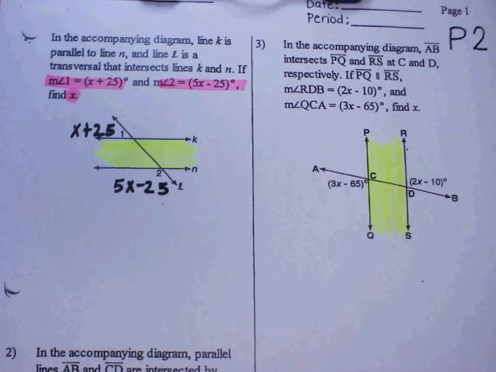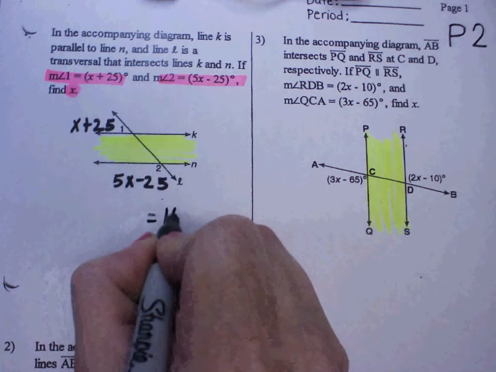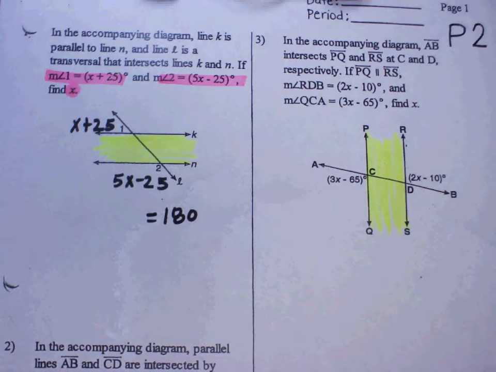All right, so what kind of relationship do these two have? They are same side what? Exterior, and same side exterior add up to 180. Very good. So they add up to 180. So this equation needs to be equal to 180.